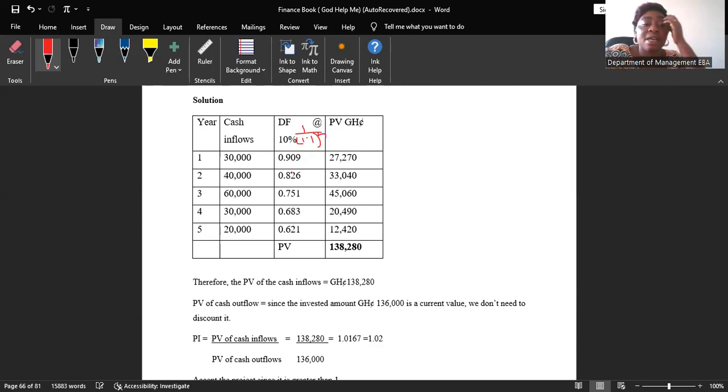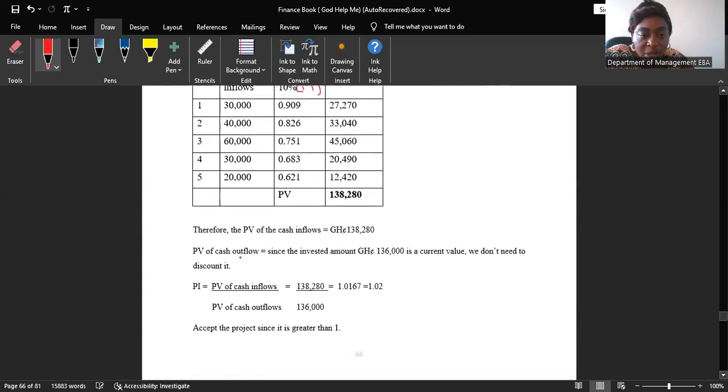So the first year discounting value is 0.90. The second is 0.8. The third is 0.71. And the fourth is discounted as well. After that you multiply to get the present value: 30,000 times this, 40,000 times this, 60,000 times this, 30,000 times this, 10,000 times this. So this is the present value. We add. This is not NPV. This is the present value of the cash outflow.